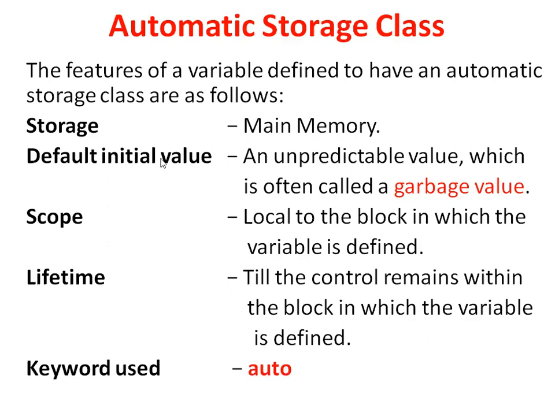These are the features of a variable declared with the automatic storage class. Storage is in main memory, the default initial value is a garbage value, the scope is local to the block, and the lifetime is local to the block in which the variable is defined. As long as the control is in the block, the variable exists. And the keyword used is auto. Now, how is an automatic storage class variable used in C programming? We'll discuss it now with an example program.